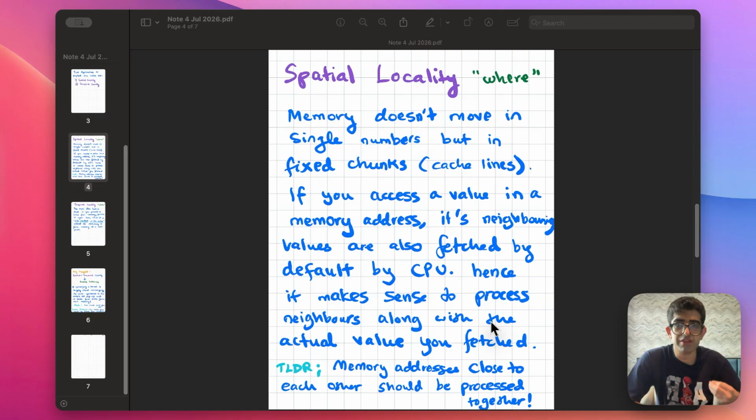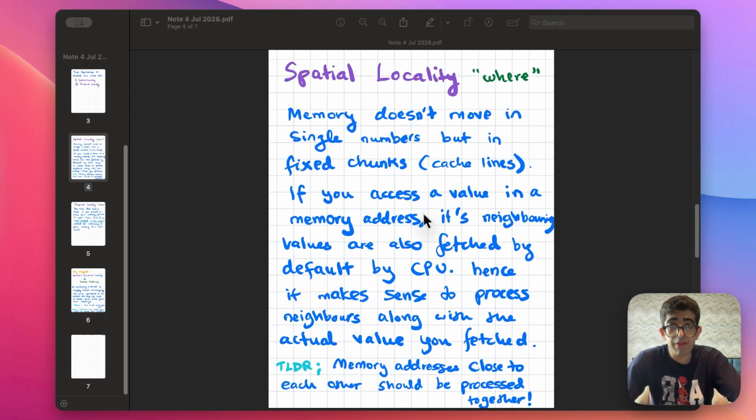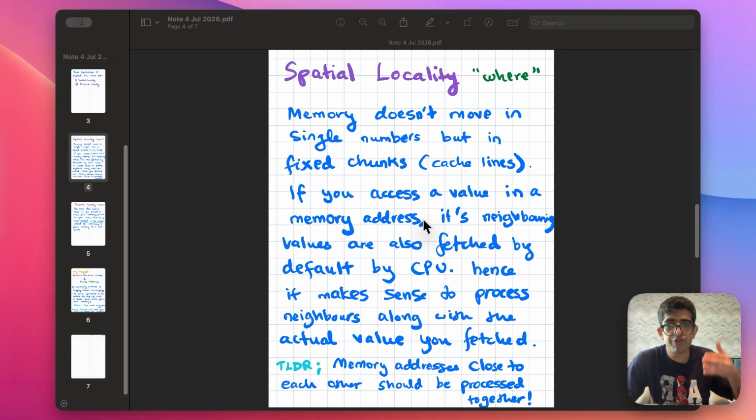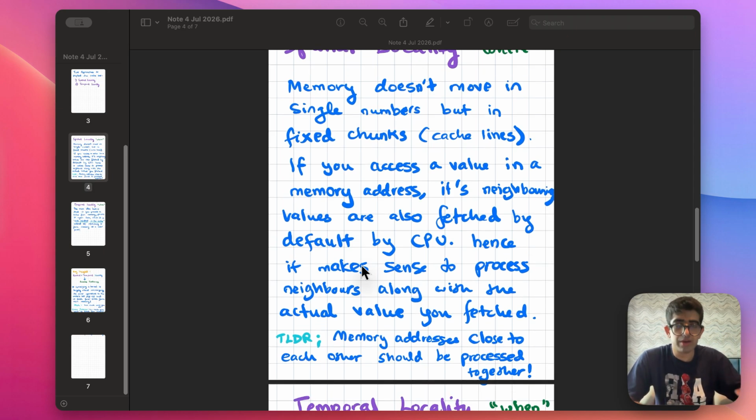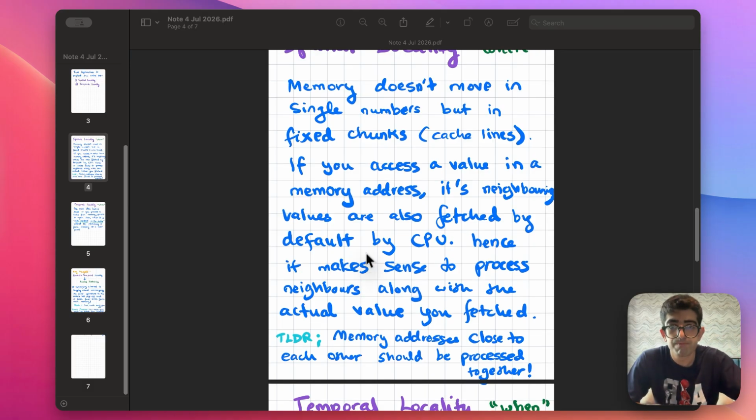Spatial locality manipulates the where axis. The central idea here is that memory doesn't move in single numbers, but in fixed chunks, or cache lines. If you access a value at a memory address, its neighboring values are also fetched by default by the CPU for free. Because of this, it makes sense to process the neighboring elements along with the actual value that you fetch from memory. The TLDR is that memory addresses close to each other should be processed together.